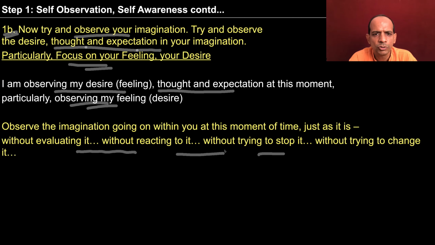So you can also do one thing, that you can make small sets of 10 to 15 minutes to begin with. Observe your desire, thought, and expectation. Note that down, and then look at it and try to make out what the feeling was there, how you analyzed the particular situation, what was your expectation in that particular situation. You can do this also, and you can do this multiple times in a day. So that will gradually add to your competence of observing your own imagination.